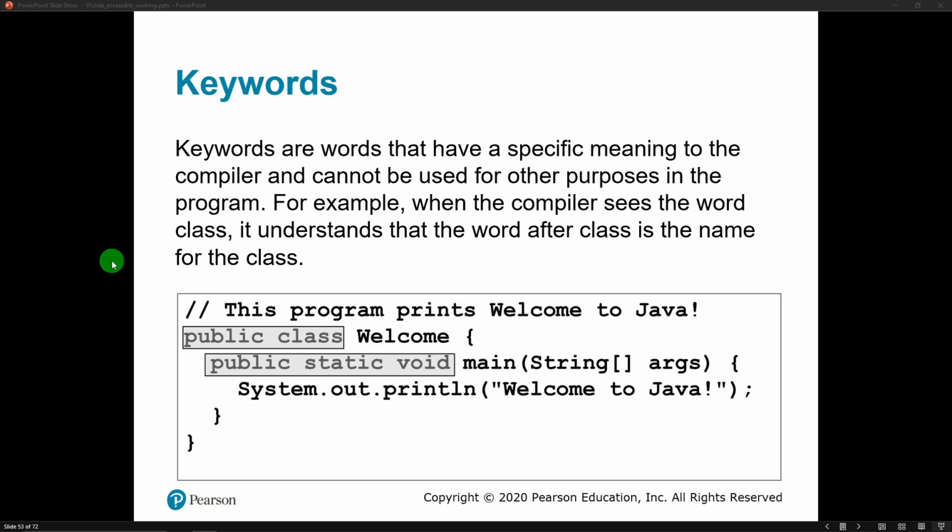Keywords are words that have specific meaning to the compiler, and we can't use them for any other purpose. So when the compiler sees the word class, it understands that the word after class is the name for a class. When it sees the word public, that has a special meaning that we'll talk about later. The word static, same as a keyword, has special meaning to the compiler. So those are reserved words. Those keywords, we can't use those for anything else. Like we would never want to name a method static or try and name a method void because they're reserved words and they have special meaning. We don't use them for anything else.